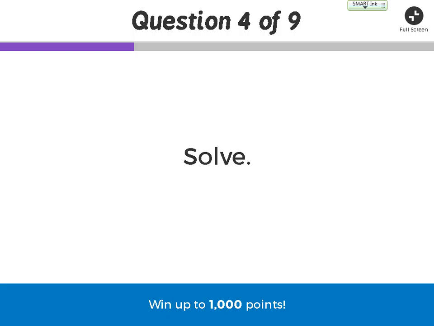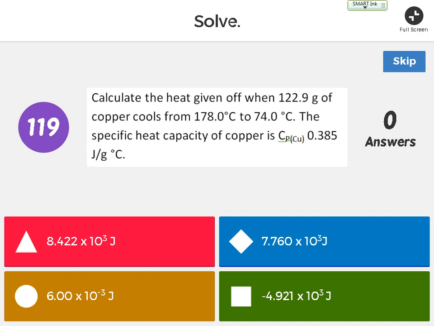Next, this one's a little bit more intense. Calculate the heat given off when 122.9 grams of copper cools from 178 to 74 degrees Celsius. The specific heat capacity of copper is 0.385 joules per gram degree C.